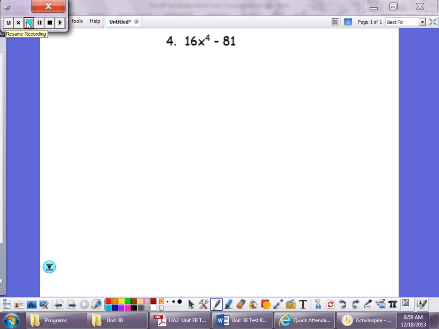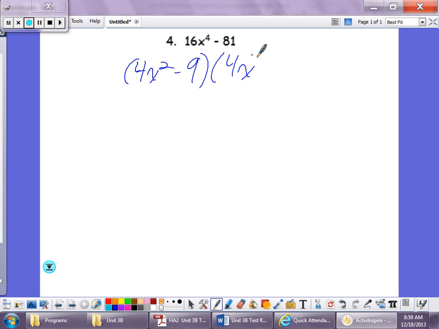So number 4, you should notice that this is a perfect square and this is a perfect square. So that makes this a difference of squares. Okay? So you can treat this just like a difference of squares problem. So what's the square root of 16x to the 4th? 4x squared. What's the square root of 81? 9. So you have 4x squared minus 9, 4x squared plus 9.